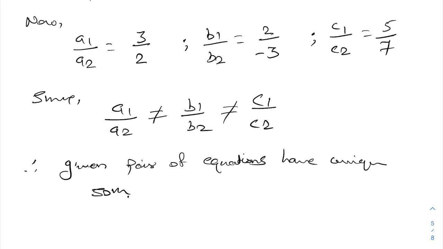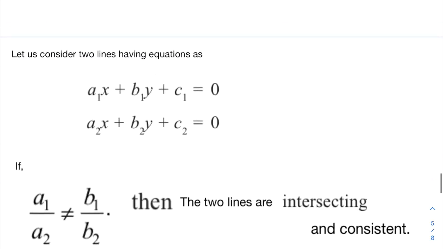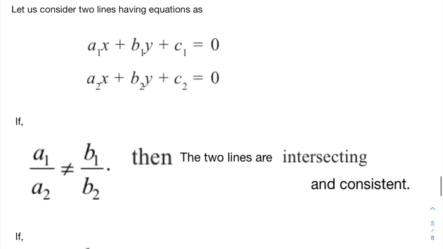So in this way, by knowing the ratios, that is of A1 upon A2, B1 upon B2 and C1 upon C2, we can decide whether it will have one solution, infinitely many solutions, or no solutions. Okay, but there are some conditions. So let us look further.